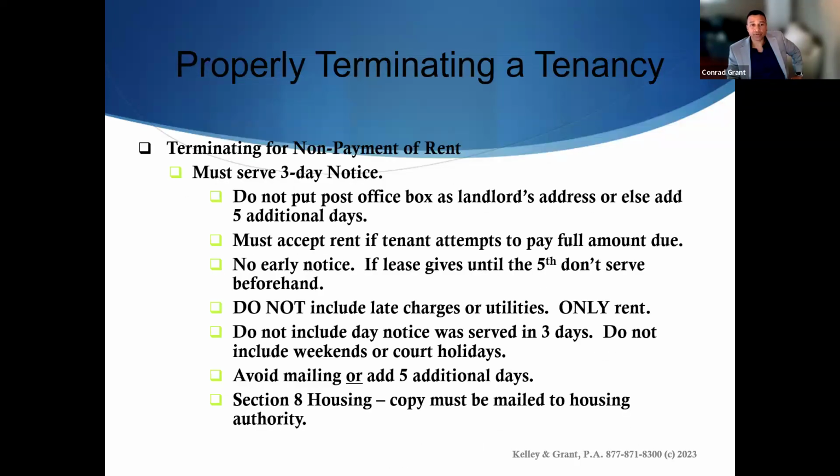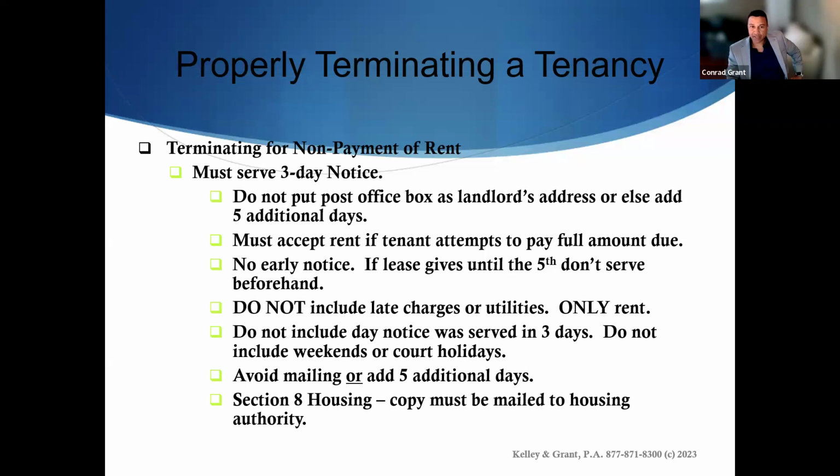So here's what you do. Terminated for non-payment of rent. You have to serve a 3-day notice, okay? Make sure your clients know this. It can't be a text. It can't be an email. It has to be an actual physical notice.